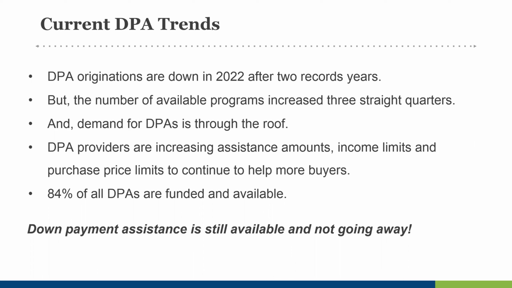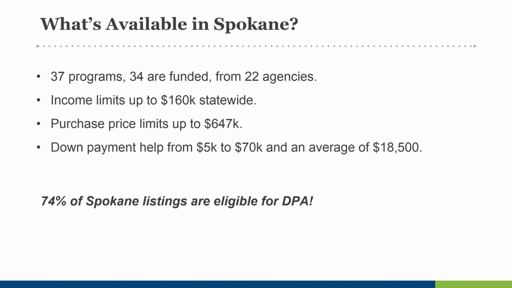The point of this is to say down payment assistance is still available. It is not going away. And in fact, there is more attention on affordability issues and more programs coming to market to assist with those issues. Now, what is available in Spokane? There are 37 different programs from various agencies. In fact, from 22 different agencies, 34 of them were funded at our last count.